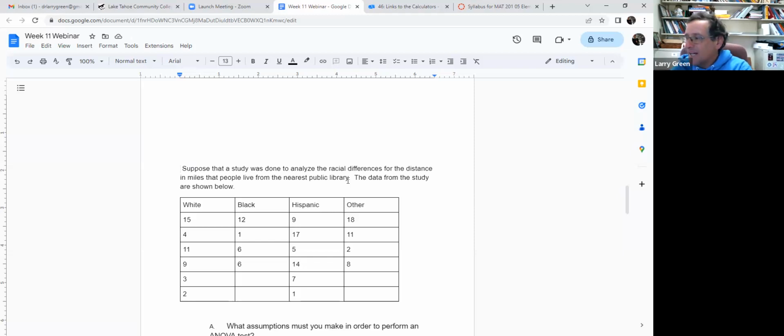For example, how many miles do y'all live from your nearest public library? Put that in the chat box. By the way, I live 3 miles from the nearest public library. I see 2, I see 12. So people live different miles from the nearest public library.